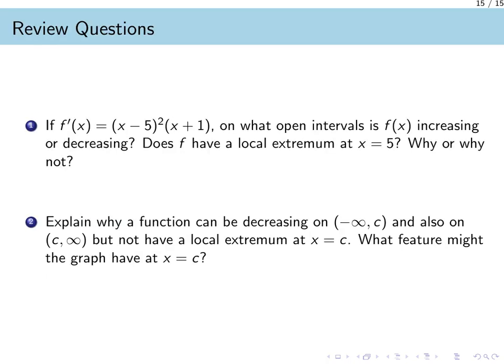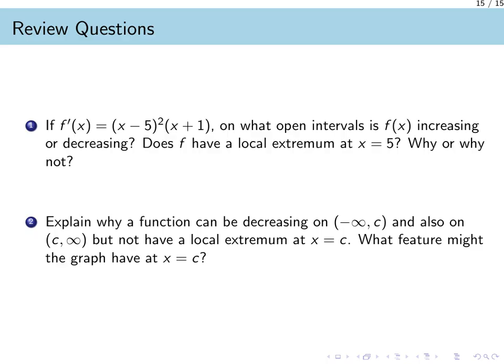To finish, let us use these questions to review the connection between the first derivative and the shape of a function. The key idea is that a critical point signals a potential local extremum but does not guarantee one. For the first question, where f prime of x equals the quantity x minus 5 squared times the quantity x plus 1, the critical points are at x equals 5 and x equals -1. Because the x minus 5 squared term is always non-negative, the sign of the derivative depends only on the x plus 1 term. The function is therefore increasing when x is greater than -1.